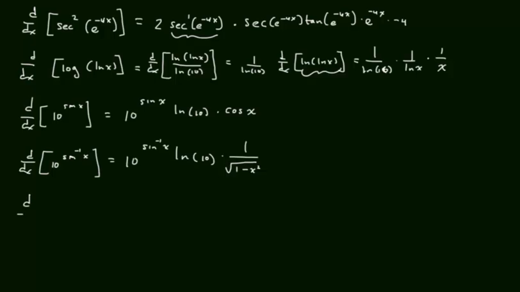Last example. The derivative with respect to x, x squared times e to the cosine of x. Let's not please forget product rule. First term times the derivative of the second, e to the stuff times negative sine x, plus second term times the derivative of the first.